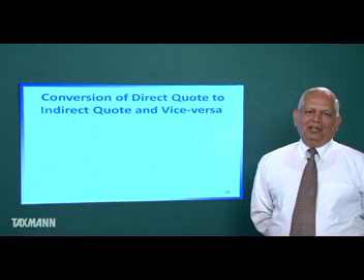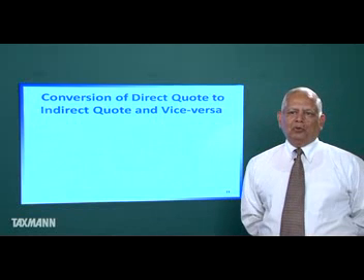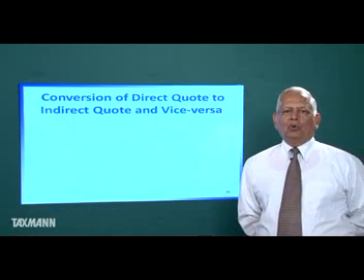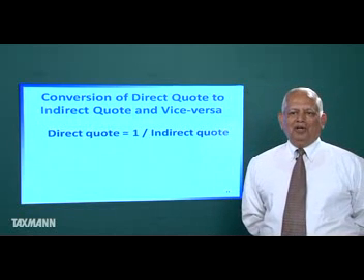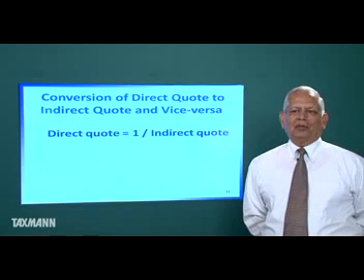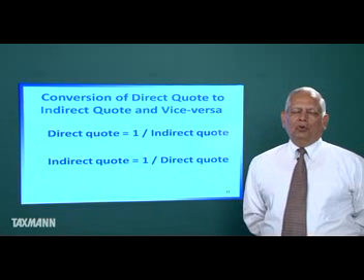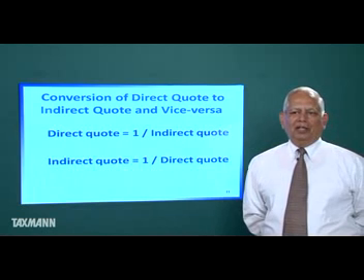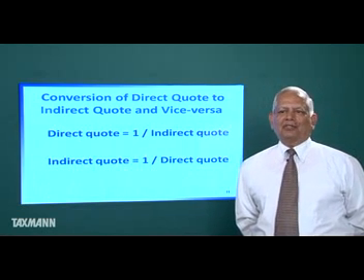Can we convert a direct quote into indirect quote or an indirect quote into direct quote? The answer is yes. We can very easily convert a direct quote into indirect quote. Direct quote is equal to 1 upon indirect quote. So if we are given direct quote, we can find indirect quote. Indirect quote is equal to 1 upon direct quote. So we can convert a direct quote into indirect quote and indirect quote into direct quote by taking the reciprocals.